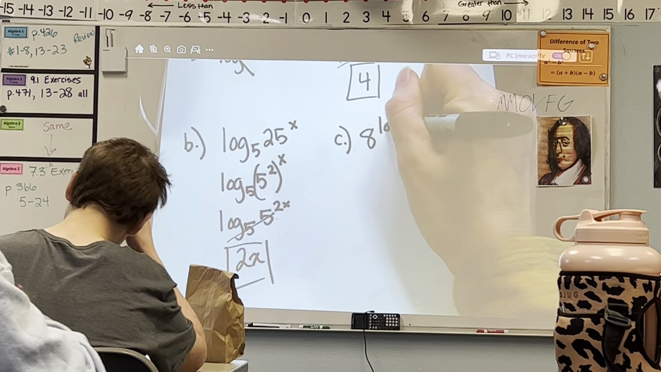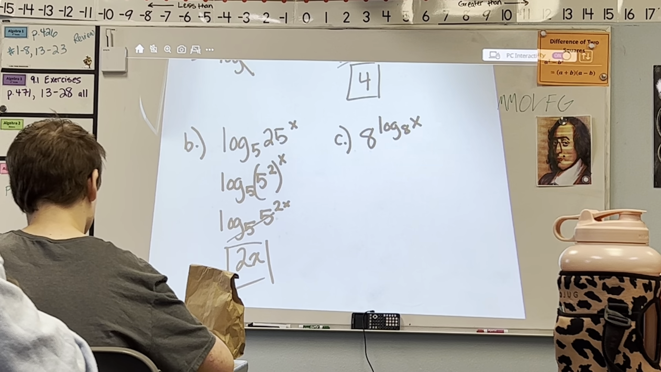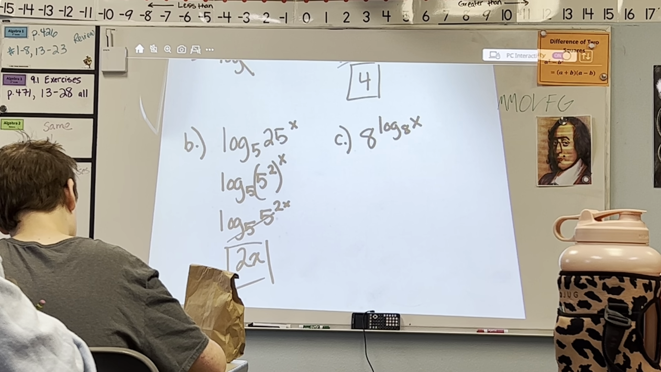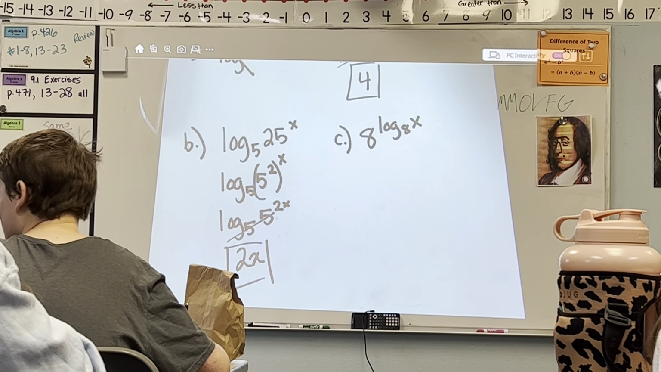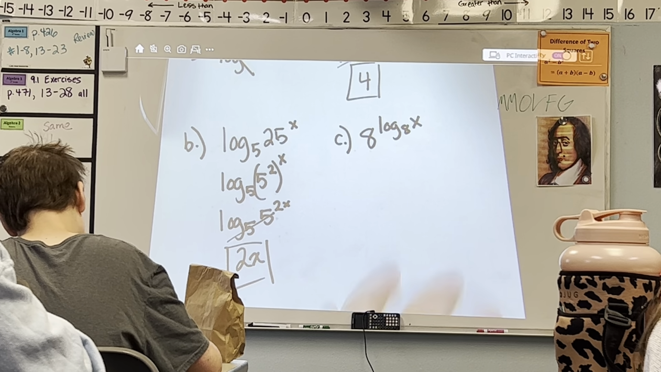8 to the log base 8 of x. What is that? Would it be 10? Or would it be X? Just X. Yeah. If the base and the log match, like if this number and the log base match, those cancel and it just equals x. So the 8 and the log base 8 will cancel and it just equals x.